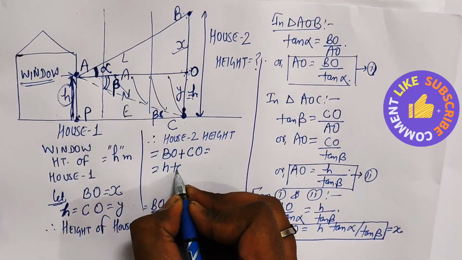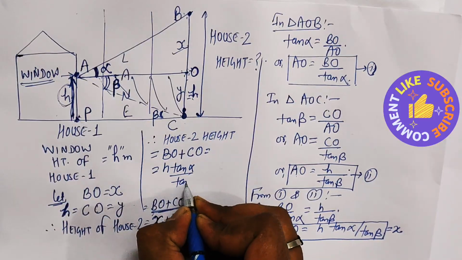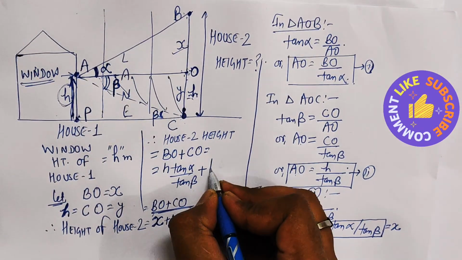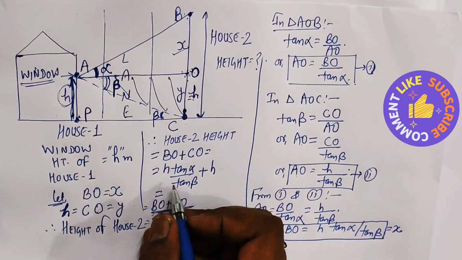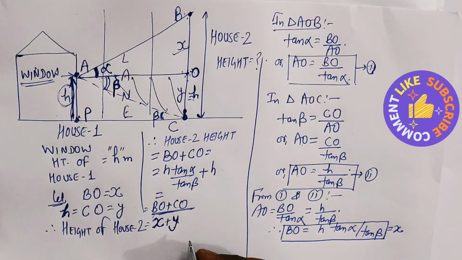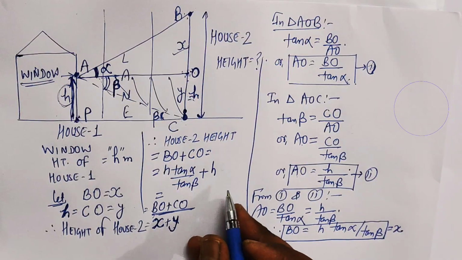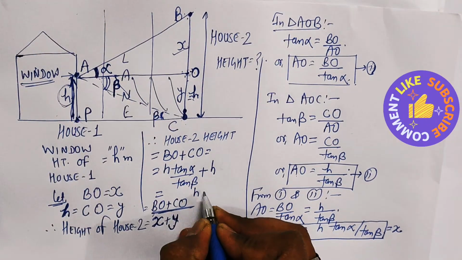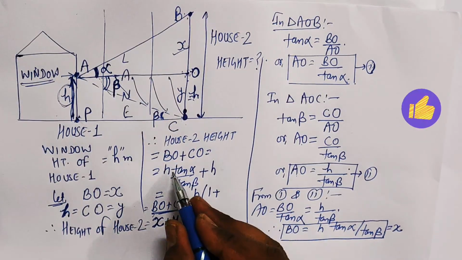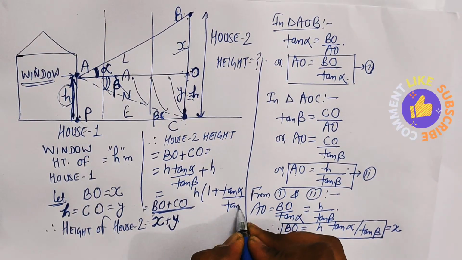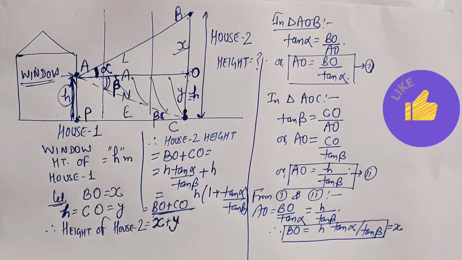So just put the value of BO as h tan alpha by tan beta plus the height of CO, which is equal to h. Taking h as common, we get h times 1 plus tan alpha by tan beta, which is equal to h times 1 plus tan alpha cot beta, isn't it? So this is the height of house 2.